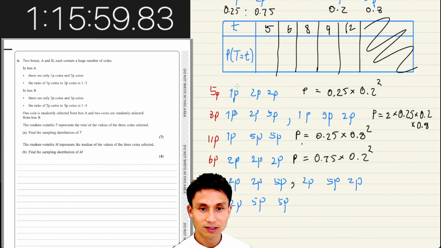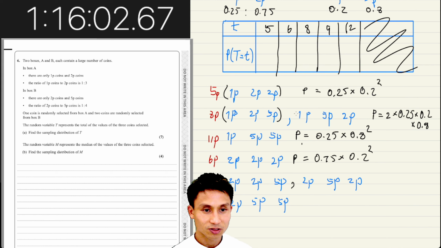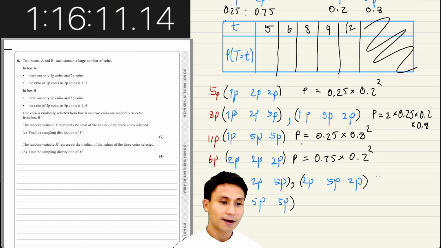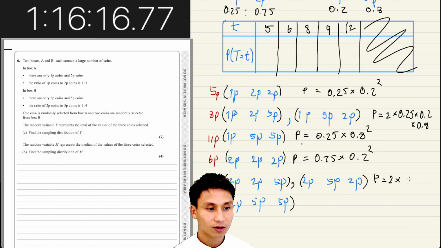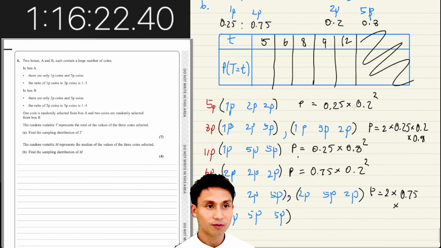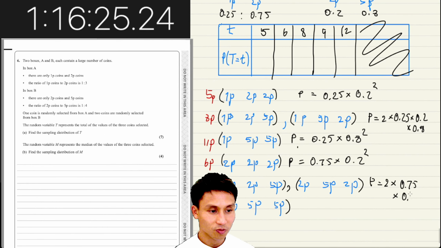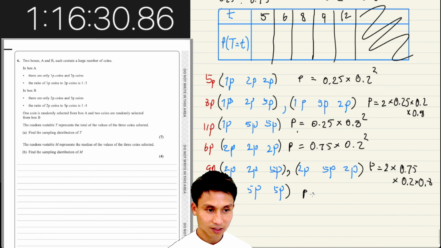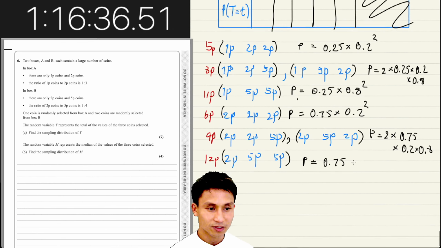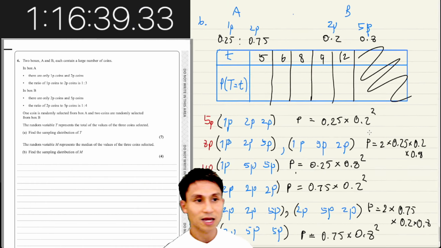This one we have 2 cases. Let me do brackets here so that the examiner who marks the paper will not be confused, which is me, of course. So P here equals 2 times, again, 2 pence now is 0.75 times 0.2 and 0.8, because that is only from box B, and the last case is 0.75 from box A and 0.8 squared, because that's 5 pence 2 times.